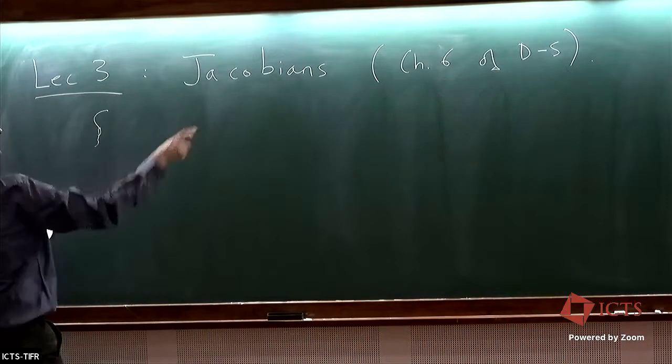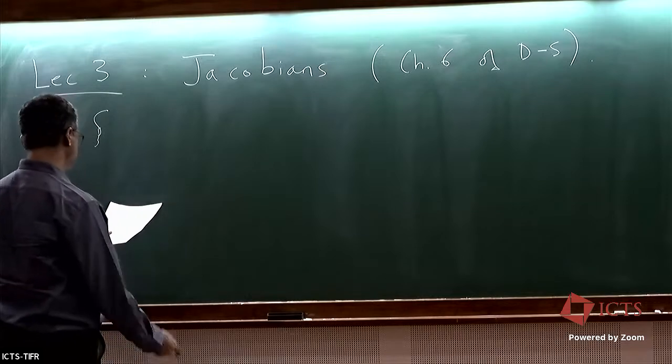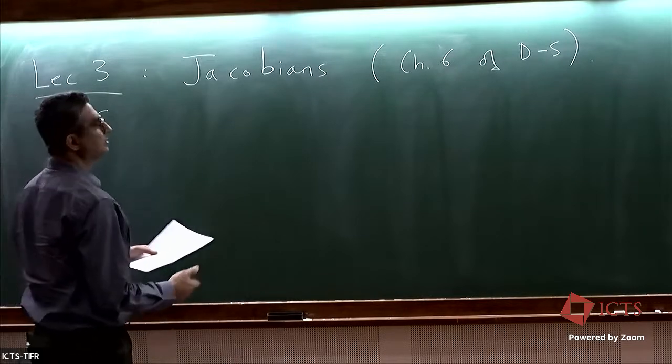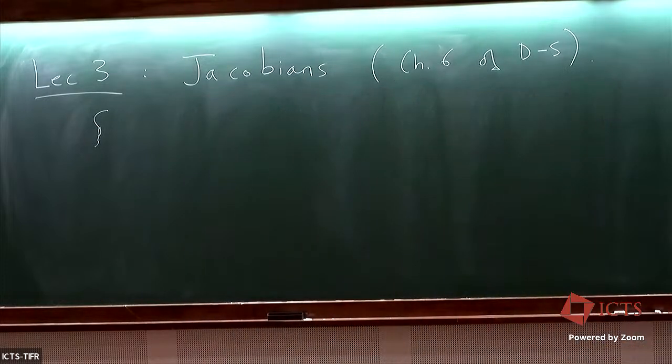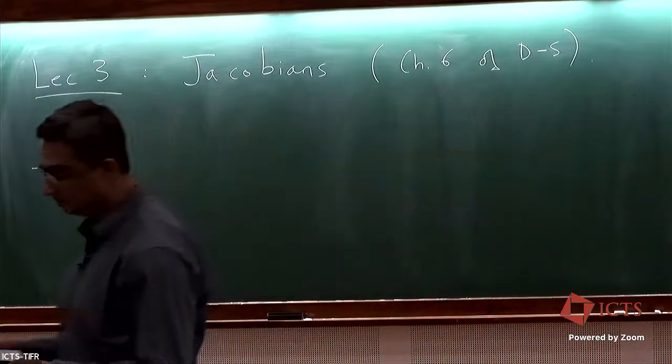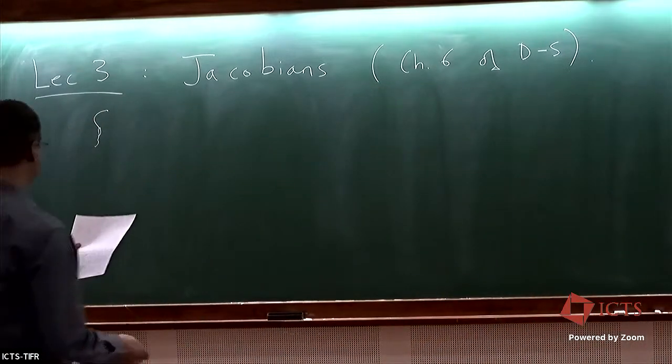So I said chapter 6 of Diamond and Shurman, but I'll start with some very brief things. The reason I'm doing this is because Jacobians are usually attached to compact objects, and we've been doing open modular curves all this time. We haven't compactified, right? So of course, everybody else has been compactifying and using Jacobians, but I didn't do that. So let me just do that.